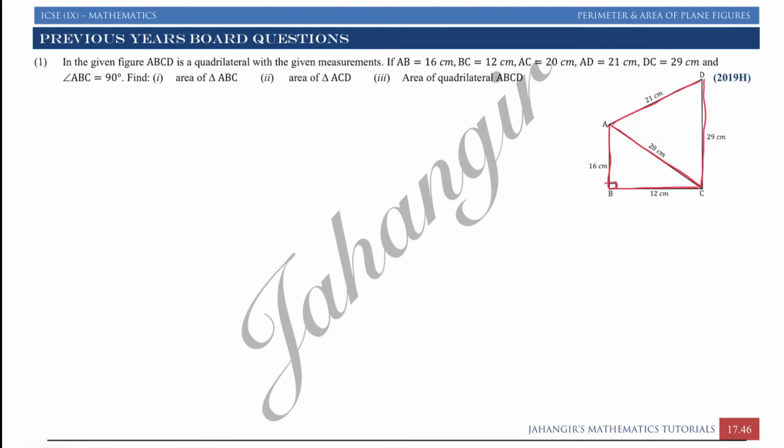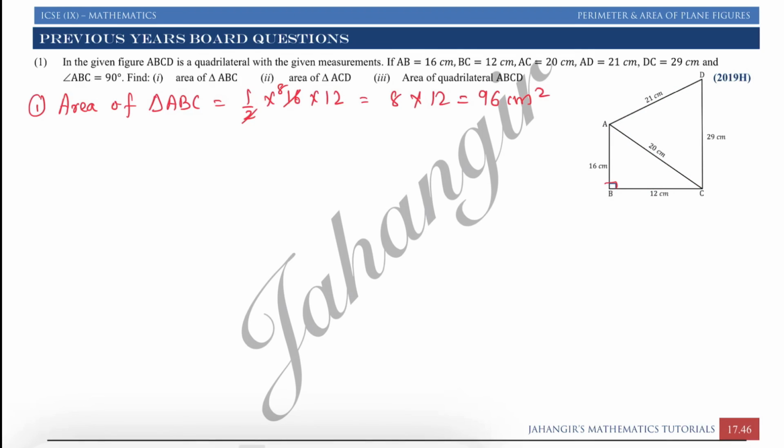You have to first find area of triangle ABC. So first we will find area of triangle ABC by taking half into base into height, because it is a right angle triangle. Half into 16 into 12, that is we can cancel out, 2 ones are 2, 8 into 12, 12 eights are 96 centimeter square. And next triangle we have all three sides given. If you can see, I'm talking about this triangle.